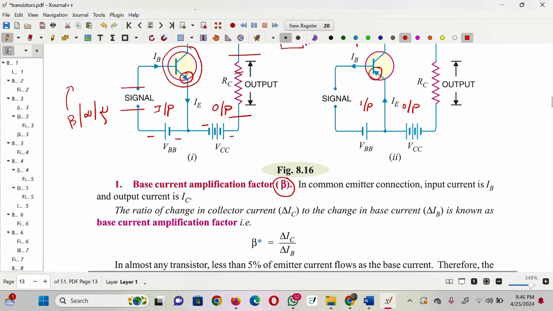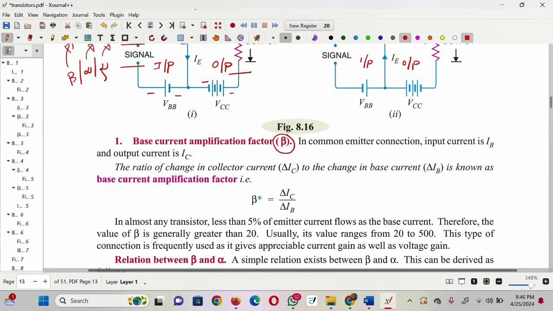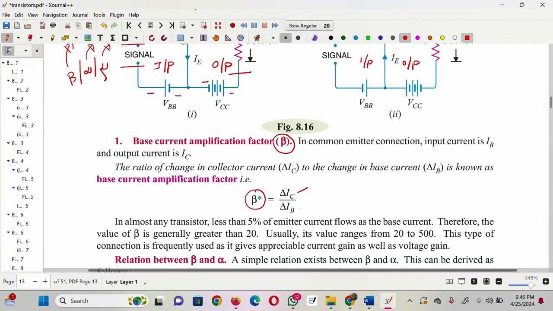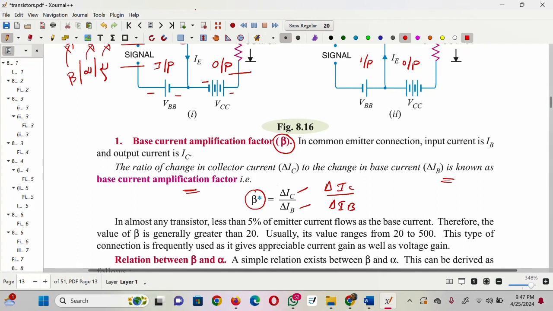Common emitter we are going to use the beta terminal, common base we are going to use the alpha terminal, and common collector we are going to use the gamma terminal. Okay, so base current amplification factor. Already I told you transistors are mainly used for amplification purposes only. Base current amplification factor beta equals del IC by del IB. IC is the collector current; the change in collector current by change in base current is called the base current amplification factor. The term is very important.